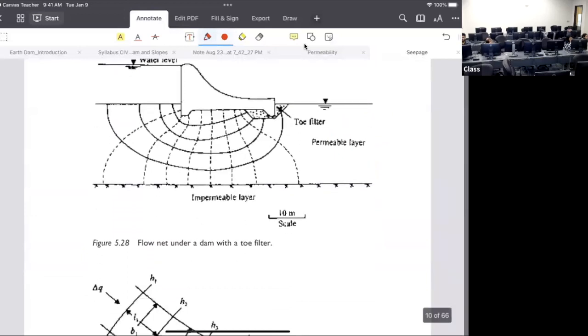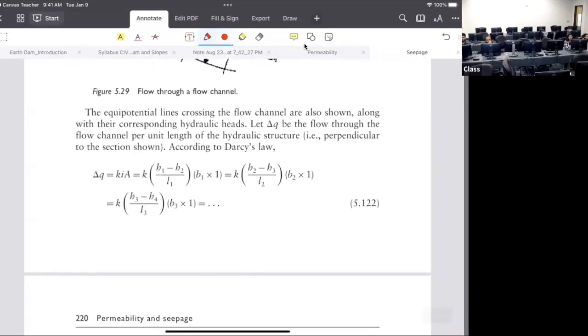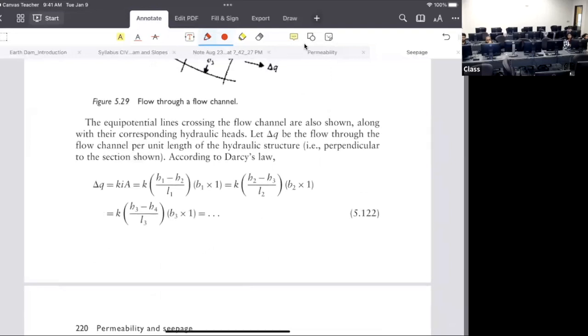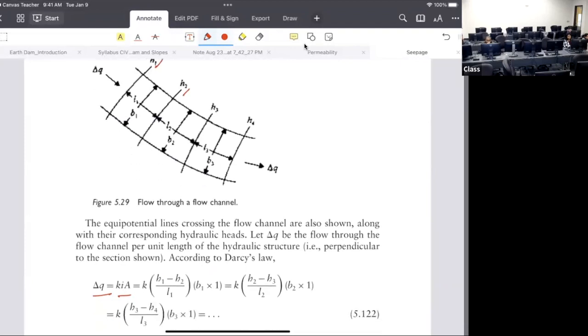Now what is happening here is Q equal to K i A. So this is between each line. This is your H1, H2, the drops, right? Equal drops. So this is your del H, which is coming from the flow net. And what is the L? This is the L by B.